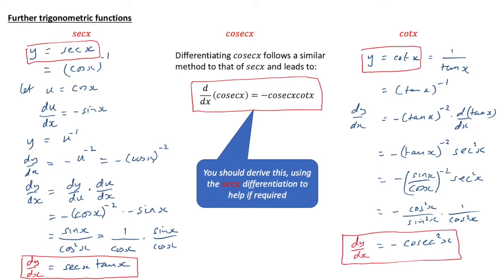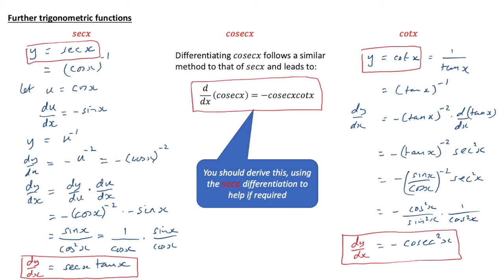And so the final result is that if we start with y equals cot x, then we finish with dy by dx is equal to minus cosec squared of x. And notice again the analogy with tan, because when we differentiate tan x we get sec squared x, and so these relationships between sine, cos and tan continue when we differentiate the functions. There's some interesting relationships going on.